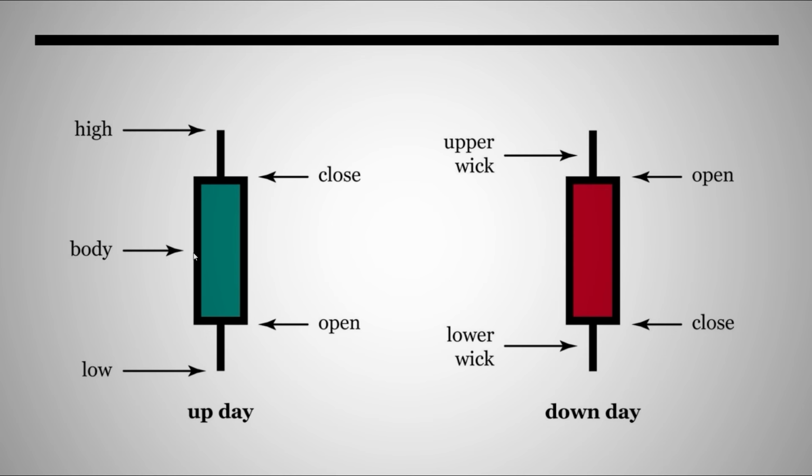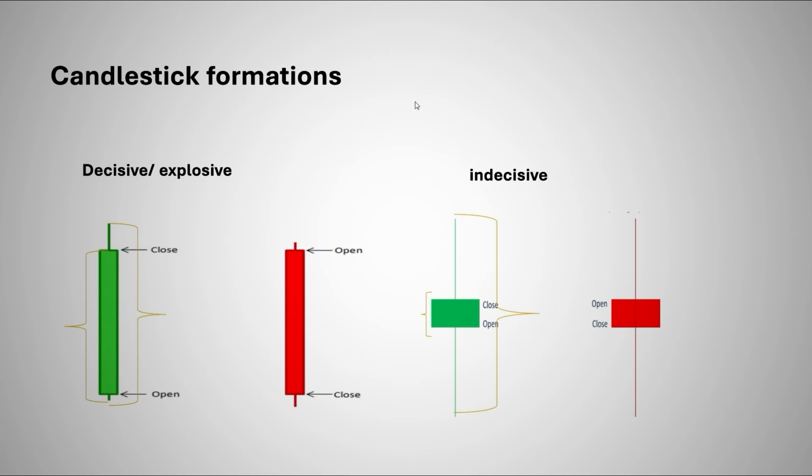We have the body of the candlestick, the high and the low, also called the lower wick and the higher wick. If price opens lower than it closes, that means that price went up that day. And if the price opens higher than it closes, that means that price went down on that specific day. And if you have paid attention, you will have seen that some candlesticks have bigger bodies and smaller wicks, or some have bigger wicks and smaller bodies.